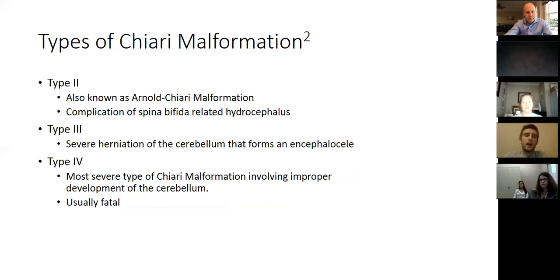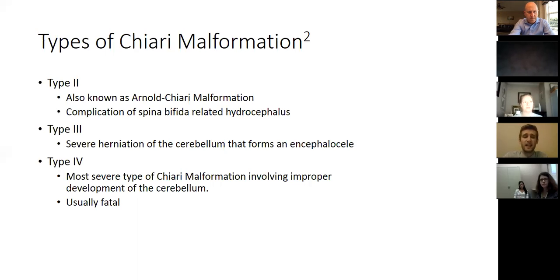Type 2, this one's also known as the Arnold-Chiari malformation. Mainly, these three types covered on this slide are seen at birth, and they're a lot more severe than the other two. And it's a complication of spina bifida related to hydrocephalus. So basically, in spina bifida, when the bottom of the spine is open and allows an area for CSF to leak, it can create a pressure gradient and shunt the cerebellum and cerebellar tonsils through the foramen magnum, causing this type 2 Chiari malformation.